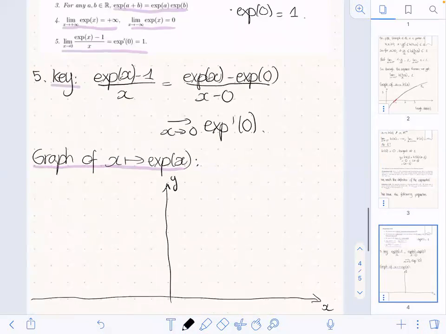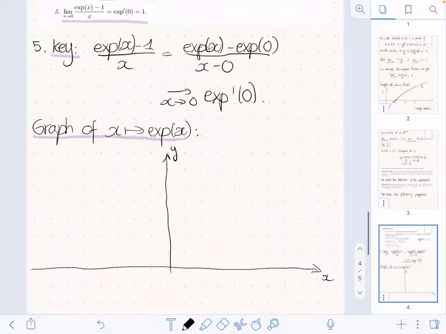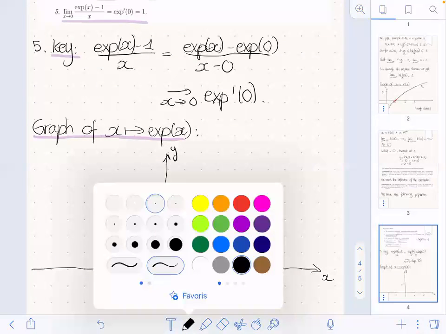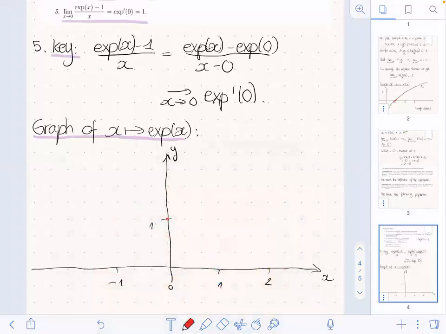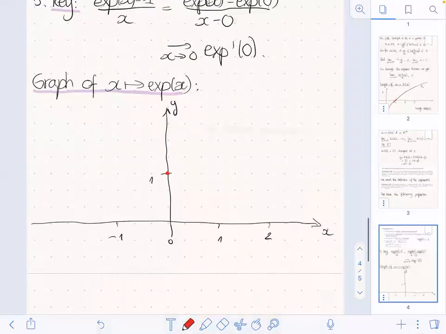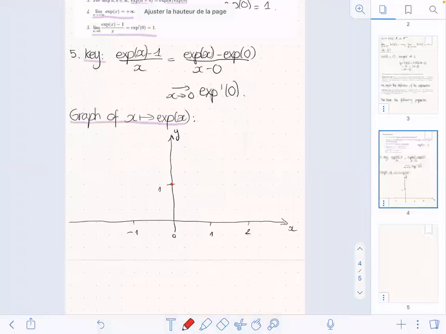We know that the function's increasing, and we know that exponential of 0 is 1. If I put 0, 1, 2, minus 1, etc., and just 1 here, the curve will pass through the following point here, and we can compute the tangent to the function there. I'll give the expression for the tangent in a minute, but try to compute the expression for the tangent, if you can, at 0.